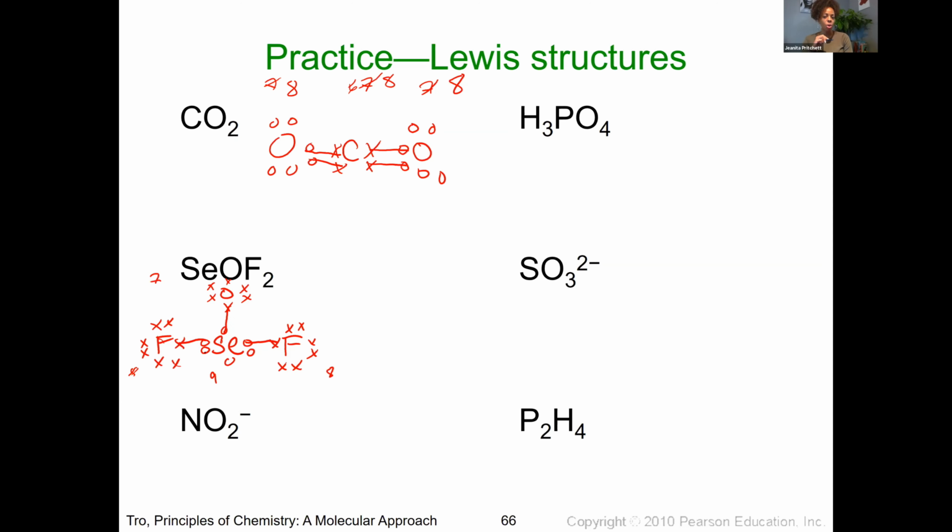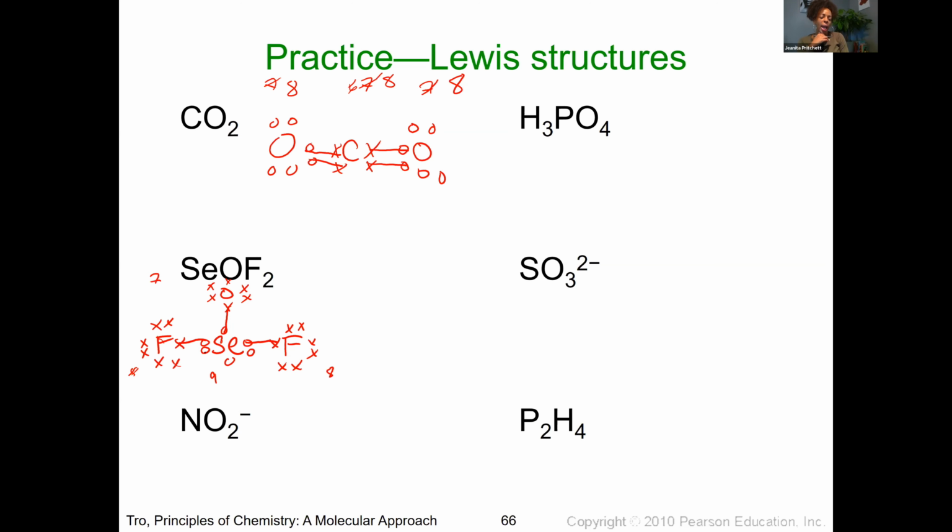Now, we should always check real quick. Is selenium somebody that can have more than 8 around it? And indeed, when we look on our periodic table, again, we're looking for period 3 or lower. We see selenium is in period 4. And so what that tells me is that there is a possibility that this atom could have more than 8 electrons around it. However, it doesn't mean it has to. Okay, so just keep that in mind.